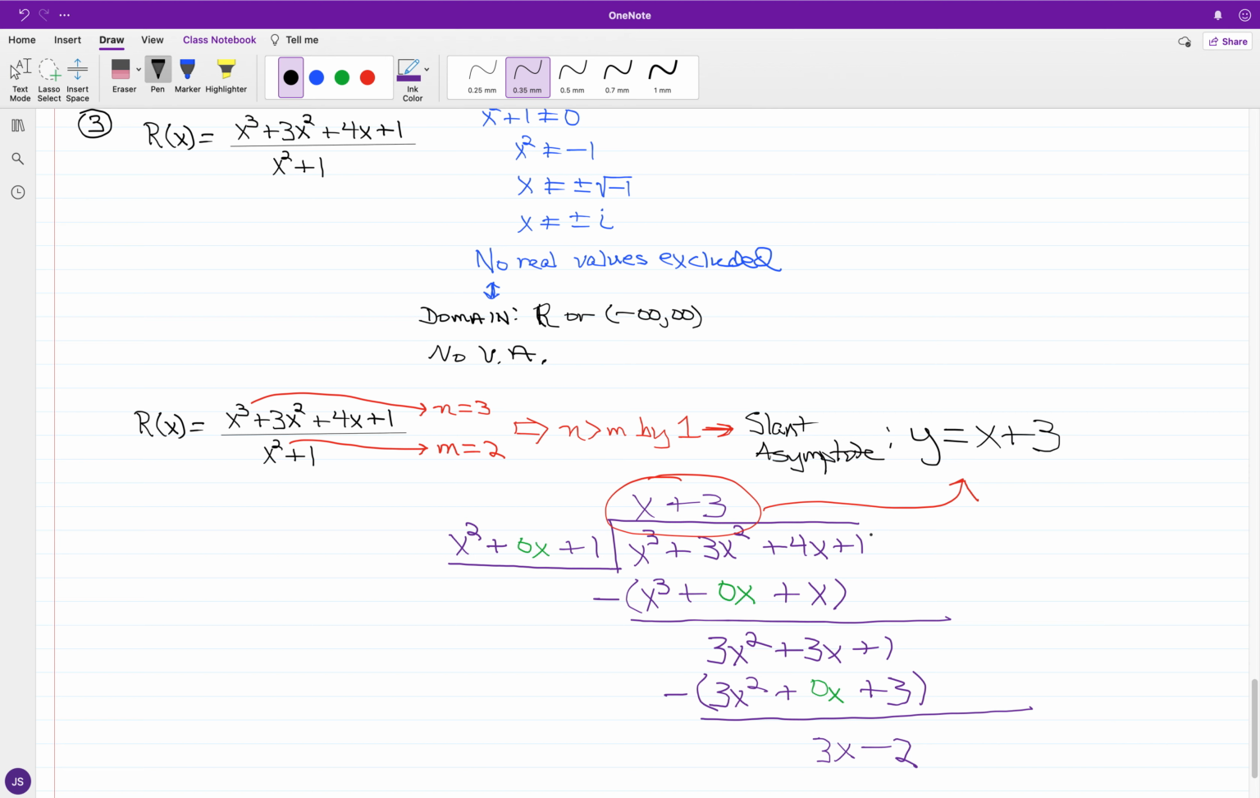Okay, and we'll be looking at applications where we have slant asymptotes along with horizontal asymptotes.